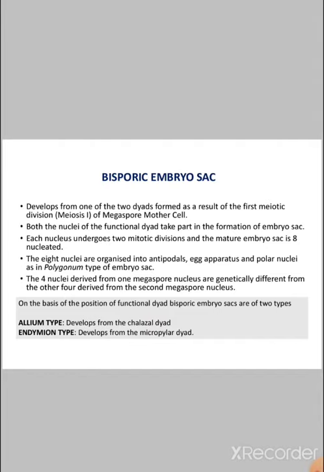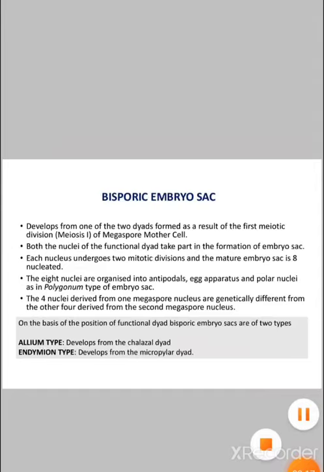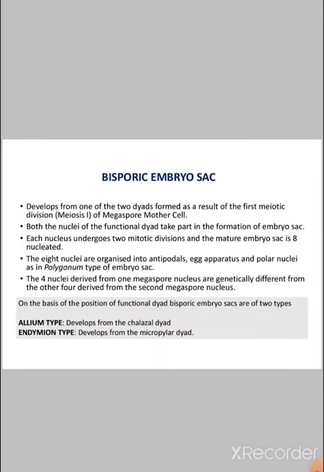The bisporic embryo sac develops from one of the 2 dyads formed as a result of the first meiotic division of the megaspore mother cell. Both the nuclei of the functional dyad take part in the formation of the embryo sac. Each nucleus undergoes 2 mitotic divisions and the mature embryo sac is 8 nucleate. The 8 nuclei are organized into antipodals, egg apparatus and polar nuclei as in the polygonum type of embryo sac.